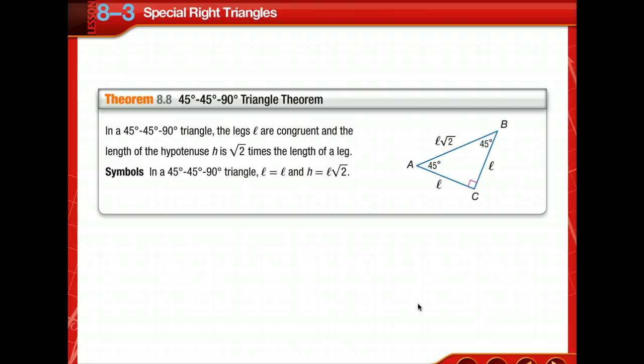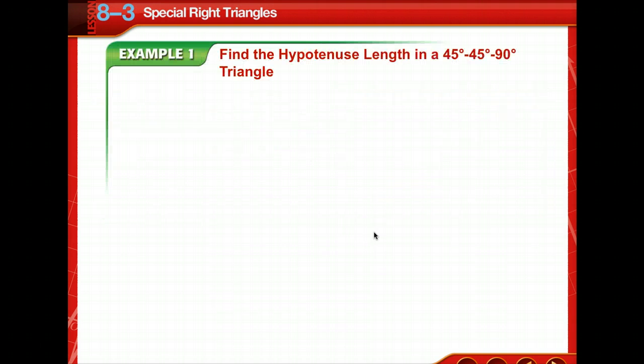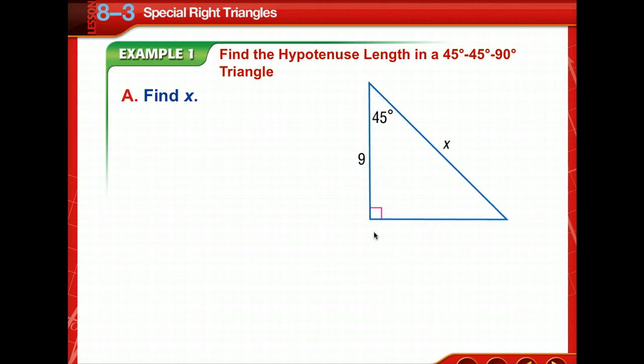You can use the Pythagorean theorem to find a relationship among the side lengths of a 45-45-90 right triangle. This algebraic proof verifies the next theorem. So we're told that the legs are equal and the hypotenuse is the leg times the square root of 2. Knowing that, we're going to find the hypotenuse length in a 45-45-90.